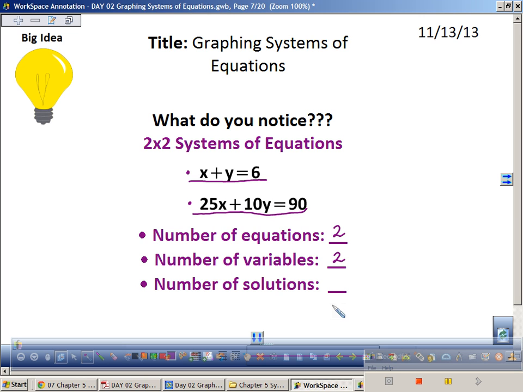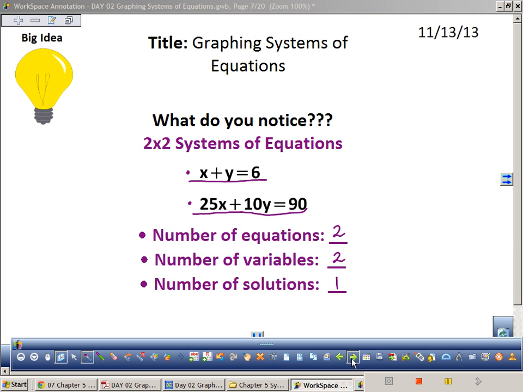Draw a line with your arms. What happened? One solution. You'd have to bend your hands back in order to find another one, right? Is that a line when you bend your arms back? No. That's a different type of equation, okay? Specifically, that would be a quadratic equation.